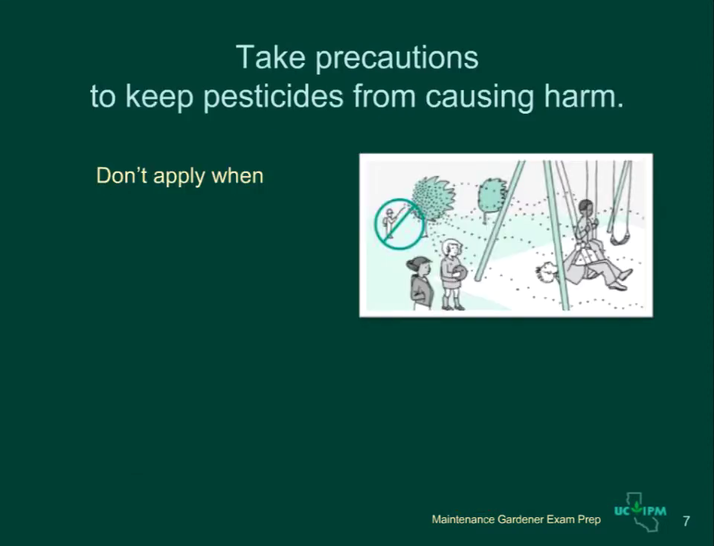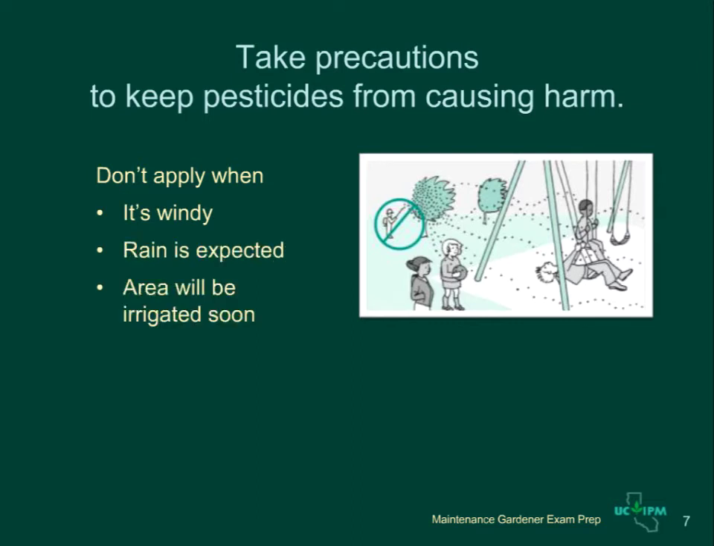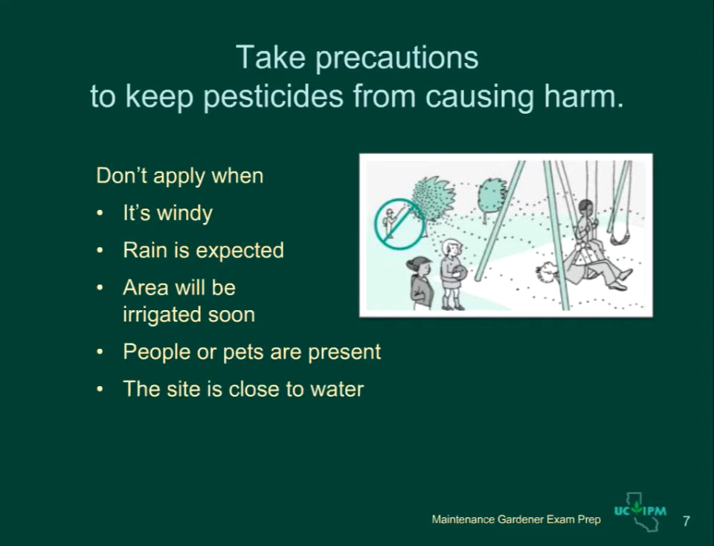To protect people and the environment, don't apply pesticides when the following conditions exist: when it is windy, when rain is expected, if the area will be irrigated soon, when people or pets are present, if the site is close to water, such as a creek or pond. If the pesticide droplet size produced by your sprayer is so small that droplets can easily drift, you'll want to adjust your nozzles to correct that problem.